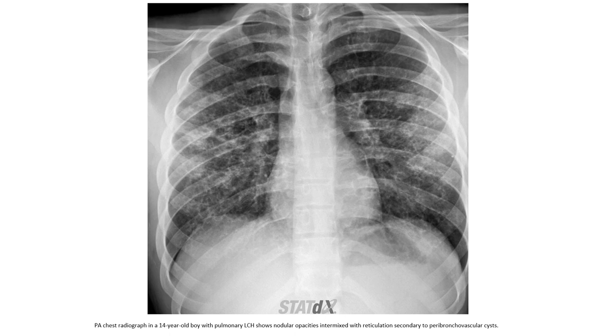Another case of a 14-year-old, chest radiograph with pulmonary Langerhans histiocytosis: nodular opacities intermixed with reticulation secondary to peribronchial vascular cysts.